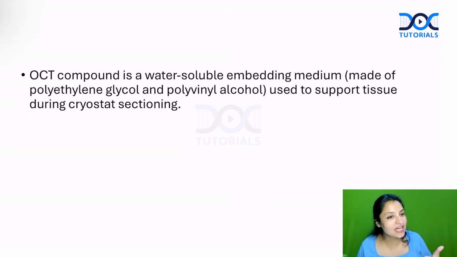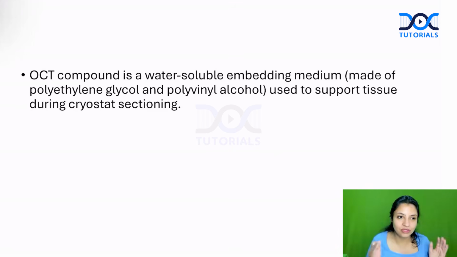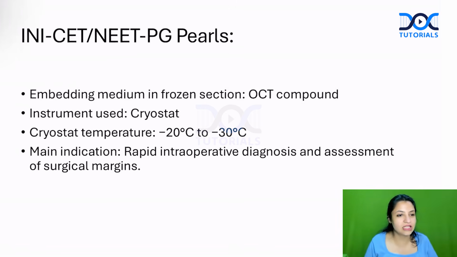It is made up of polyethylene glycol and polyvinyl alcohol, and this supports the media in cryostat. So the instrument which is shown here is called cryostat, because it freezes the tissue. Okay, it freezes the tissue. The next question that they ask you is that we know embedding media is OCT. Now, what is the instrument called? Cryostat, because it cuts the tissue in the cold. So that's why it's cryostat.